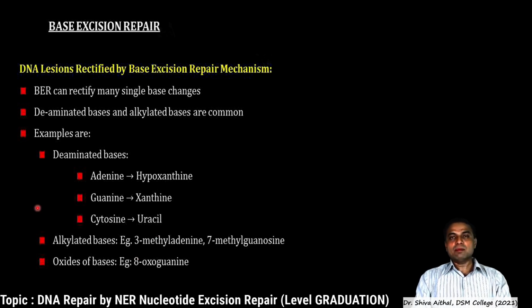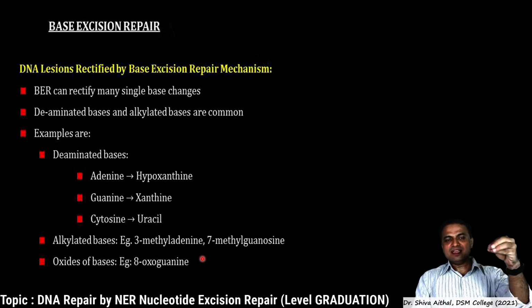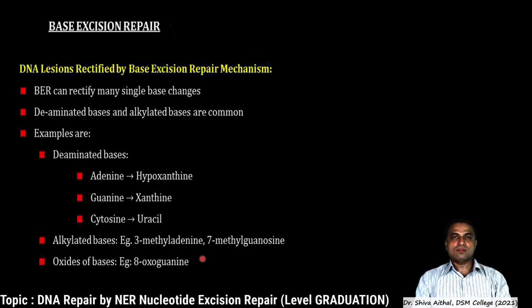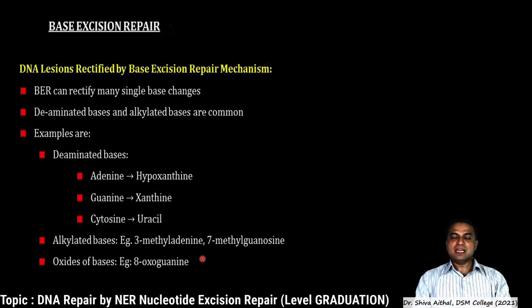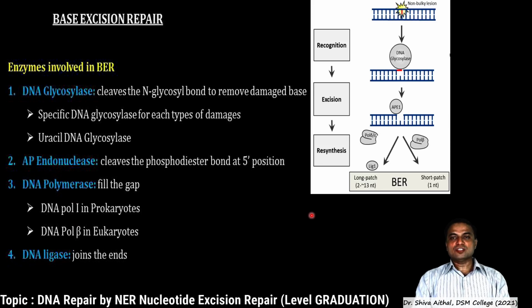So this can become a very good question for your MCQs. You should have a brain for that. Now alkylated bases are 3-methyl adenine and 7-methyl guanosine. When there is an addition of alkyl groups, the DNA methylase system doesn't methylate this, and there is abnormality in the base. Oxides of bases like 8-oxoguanine is also an abnormal base which can be repaired by base excision repair.